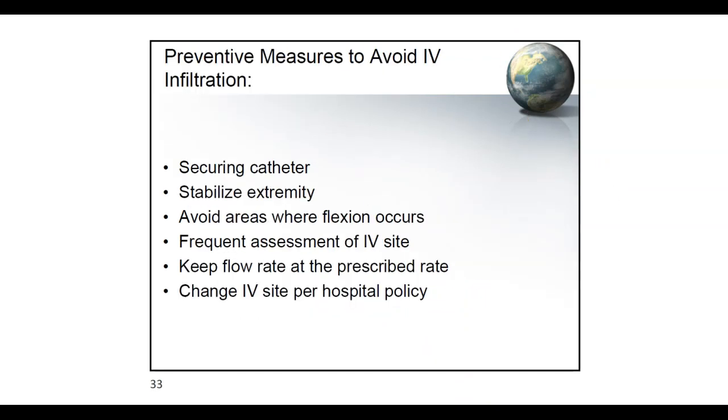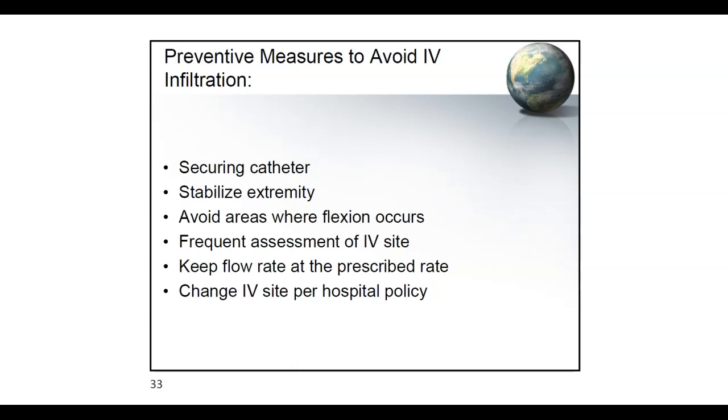So how do we prevent infiltration? Making sure that the catheter is secure. If we prevent it from moving around, then it's not likely to infiltrate. Make sure that the extremity is stable. And again, like I told you earlier, you need to choose the appropriate site, because if you put it in a site where it usually bends and the patient usually moves their arm, then it has a higher likelihood of getting infiltrated. So again, avoid areas where flexion occurs.